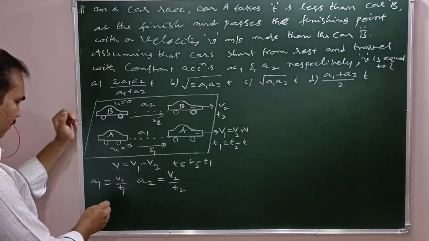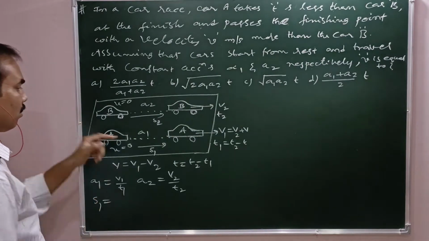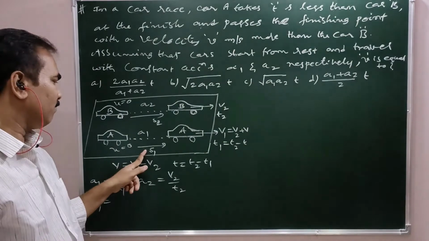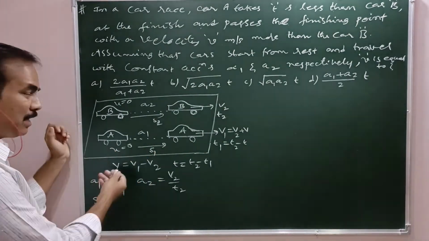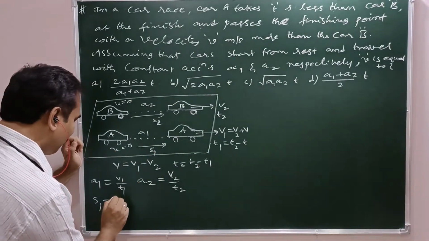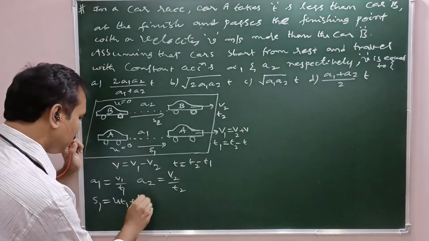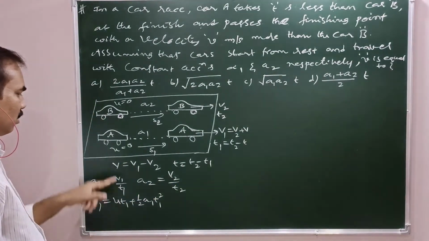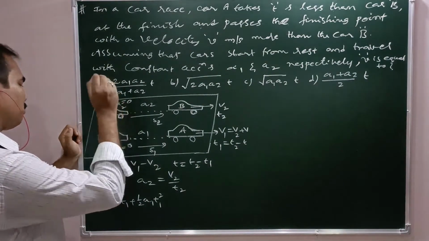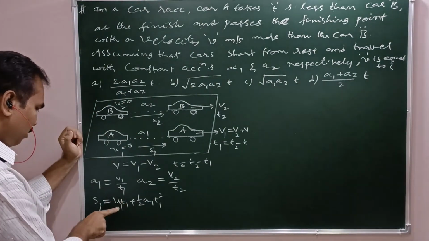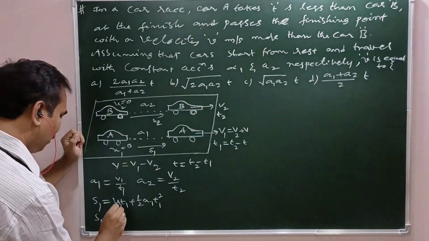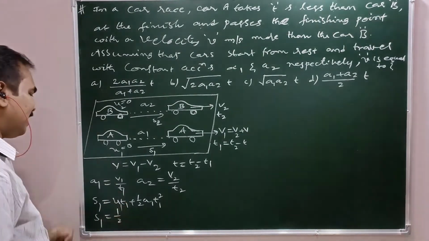Now both cover equal distances. Am I right? For example, what is s1? The total distance covered by A before reaching the destination. That is s1 equals u t plus half a t squared, that is u1 t1 plus half a1 t1 squared. Here u1 equals 0, u2 also 0. So I'm taking u1 as 0, s1 equals half a1 t1 squared.